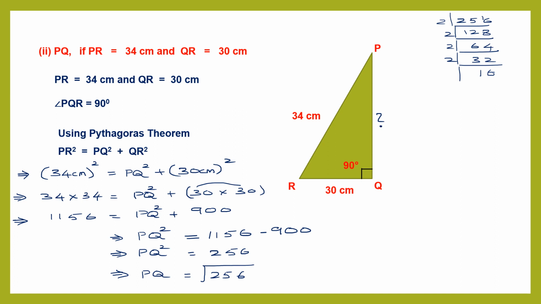So we'll continue again. 2 into 8 is 16. Again with 2. 2 fours are 8. Again with 2. 2 twos are 4. The final step is 2 ones are 2.